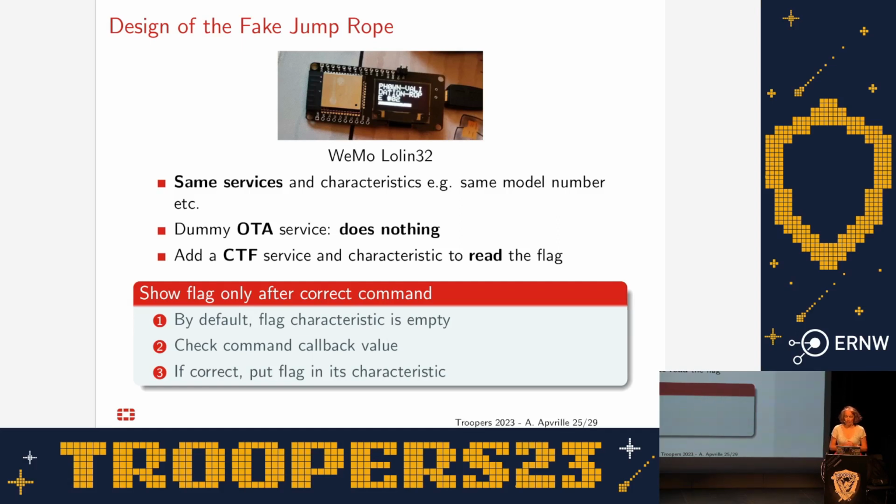And I implemented nearly everything that was on the real jump rope, except the firmware update, the OTA service, because obviously I didn't want it to be updated. And I added another service where people could get the flag. So basically they would have to send the packet saying they are going to jump for that amount of jumps. And once this had been done correctly, I would write the flag in a given characteristic that they could read afterwards.